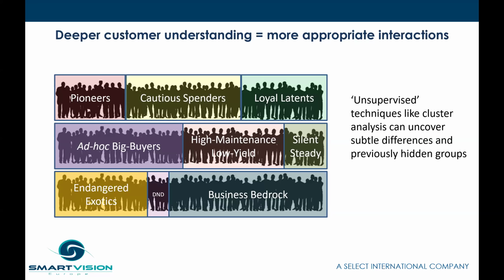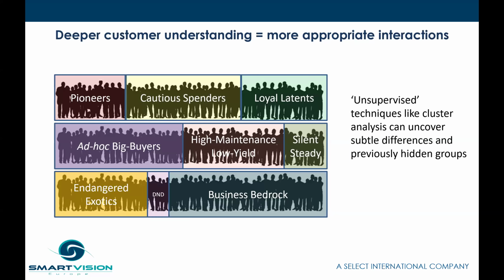So you might have ad hoc big buyers, people who come in and spend a lot of money, but they don't do it very often. You get people who are very loyal, but they're kind of sitting in the background making small purchases. You get endangered exotics. You get DND, do not disturb, people you should leave alone, or cautious spenders. This is typical of the sorts of labels that people would give.